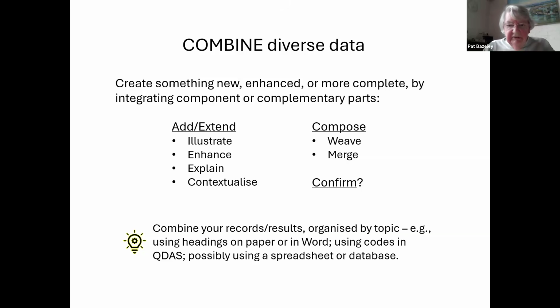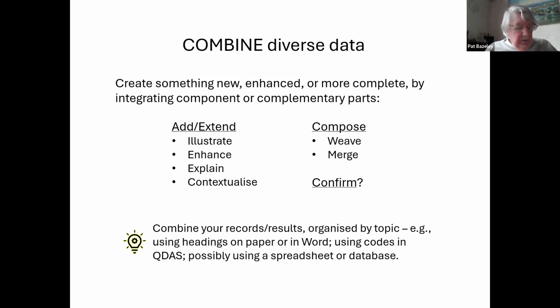And this actually leads us into the next topic. But before I head there, I want to make a note that when you are working in combining data, it's helpful to combine your records or results using headings or codes. So combine them, organised by topic, using headings on paper or in Word, using codes in qualitative software, or possibly using a spreadsheet or database, but combine them by topic rather than setting them out.